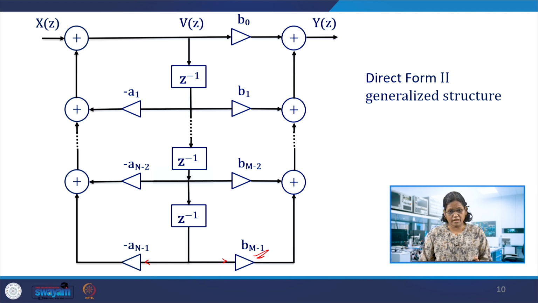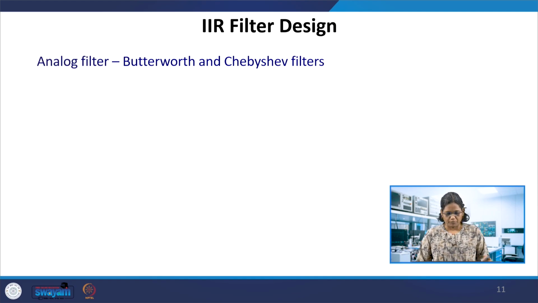So this is a generalized direct form 2 structure. Comparing direct form 1 and direct form 2, direct form 2 has fewer delays; the redundant delays are reduced compared to direct form 1. So now coming to the filter design.